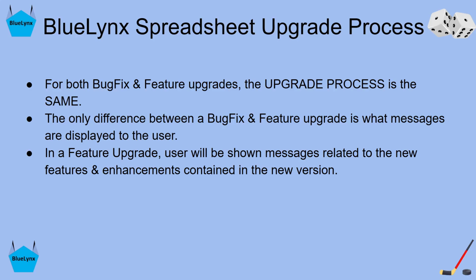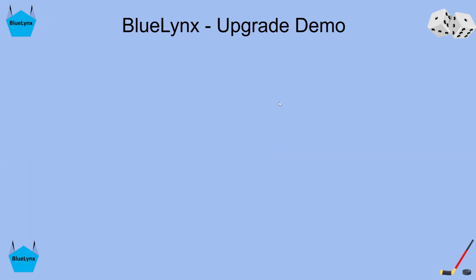And if you have a feature upgrade, at the end of the upgrade, after completing, it'll show you a list of at least some of the main features and enhancements that are in the new version. But other than that, the process is the same. So given all that, let me demonstrate doing a BlueLynx upgrade, and we can see it in action.